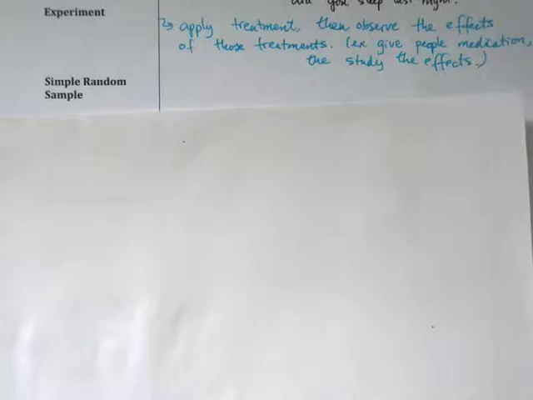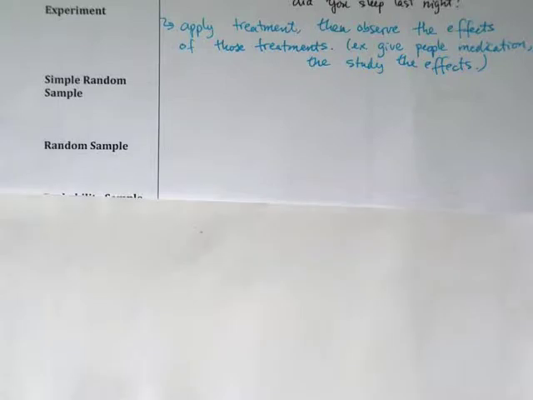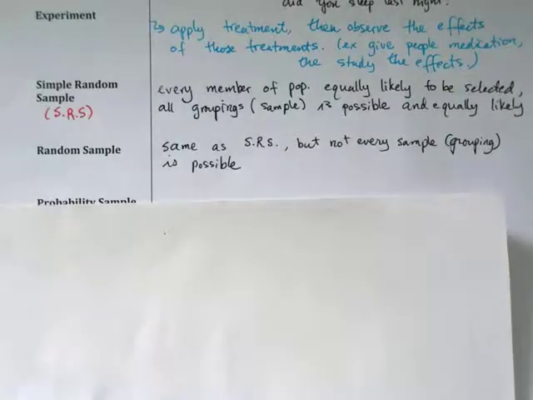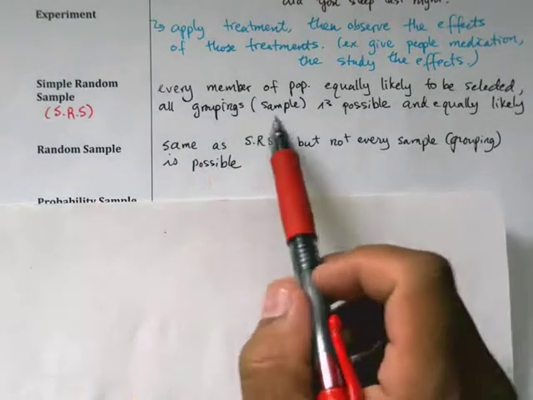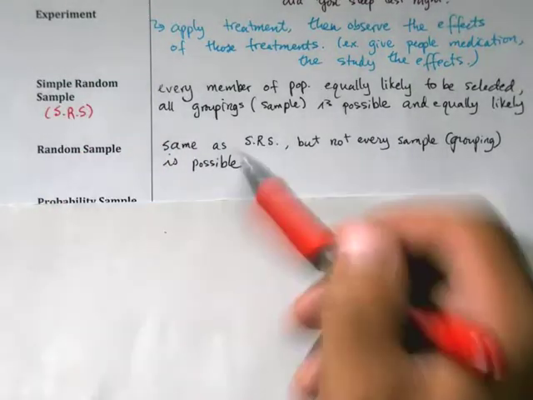Now let's move on to the next scenario. This time we're going to talk about simple random samples and probability samples, and we'll see an example of all of these. In a simple random sample, every member of the population is equally likely to be selected. All the groupings, all the samples, are possible and equally likely, and we abbreviate this SRS.